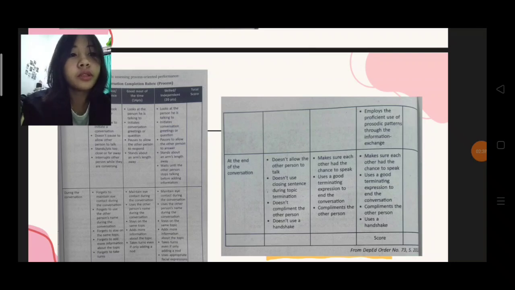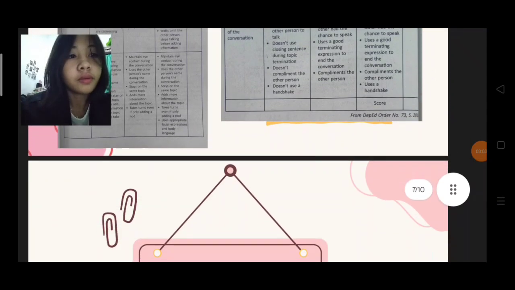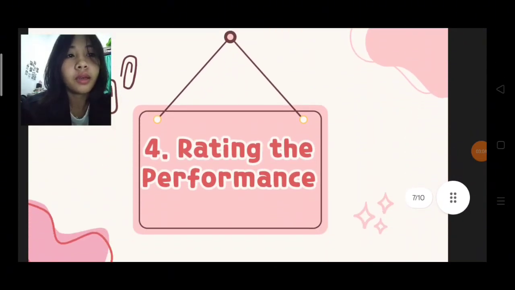Second is during the conversation. Here, we'll assess how well you maintain eye contact, use the other person's name, stay on topic, contribute meaningfully to the discussion, and take turns speaking. Third is at the end of the conversation. It focuses on proper closure and politeness. Okay, that's it.